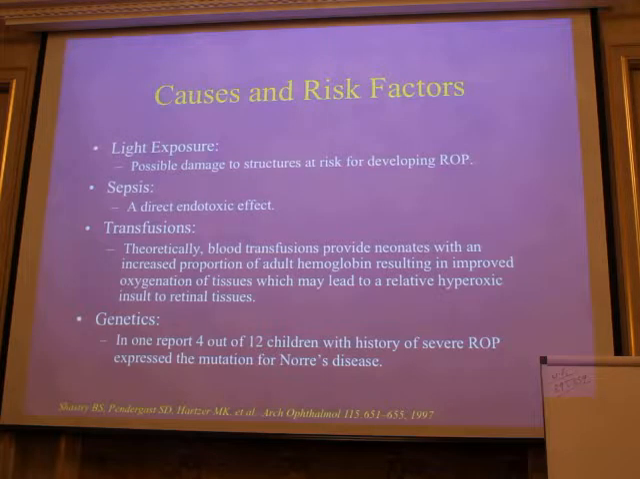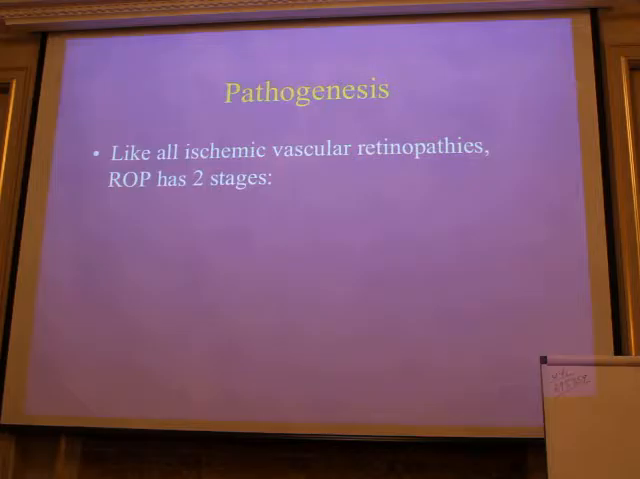Genetics: there is not a gene for ROP, but the mutation for Norrie disease has been identified as well. With this mutation identified, it was tested in severe ROP babies, and it's found in many of these.